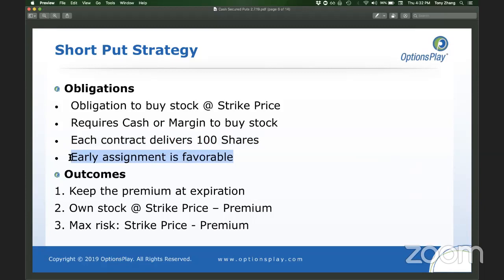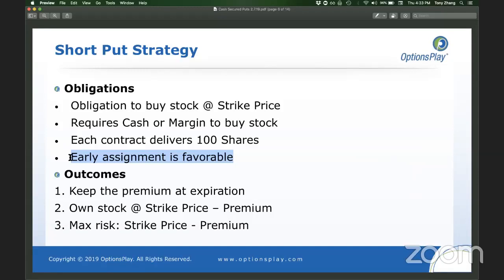You didn't have to wait for the put to expire. You're able to instantly capture the $2 or $3 income that you receive and apply it to the discount of purchasing that stock, perhaps even before the stock is trading below the limit price. So it really allows you to purchase the stock at a discount earlier than having to wait all the way till expiration. So this is one of the few cases where early assignment is favorable.